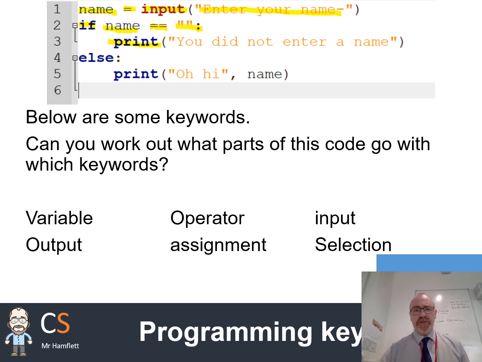Line 4, else, is basically the false part. It's saying, if you did enter a name, I want to do something different. In this case, I want to say, oh, hi. Very friendly app, as you can gather, and it's going to say whatever was inside that variable name. So we've come through all those keywords: variable, output, operator, assignment, input, selection. You can start to see how we explain code using these keywords.